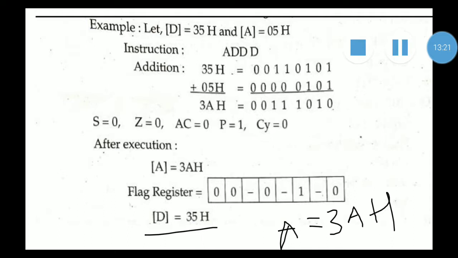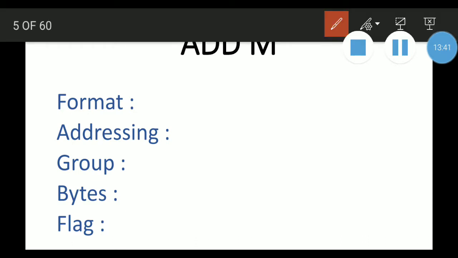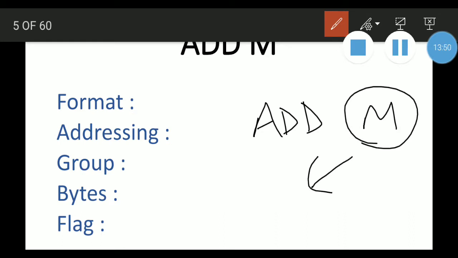Let us study another format of the addressing group, the arithmetic group. The next example on the arithmetic group is ADD M. Students, if we have an instruction like ADD M, what does it mean? M basically is a combination of HL. When HL comes together, it forms M, that is memory. Now how do we write this? Let us understand it with one example.